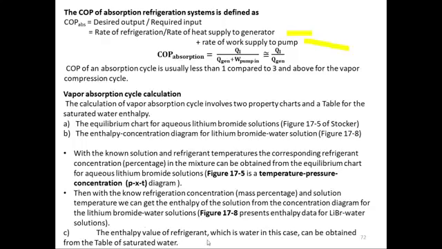The enthalpy of the refrigerant, which is water in this case, can be obtained from the table of saturated water. So the enthalpy of the water we can easily find from the saturation table. These two steps, A and B, are for the solution, and for the refrigerant, which is water, it is part C. A and B are for the solution, C is for the water.